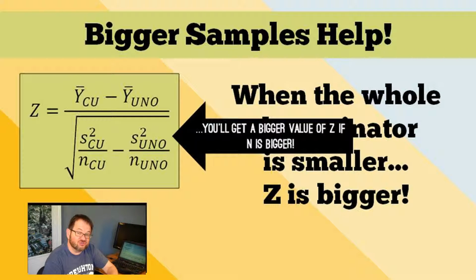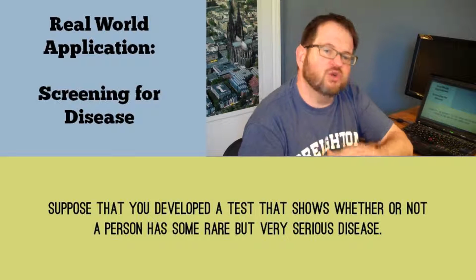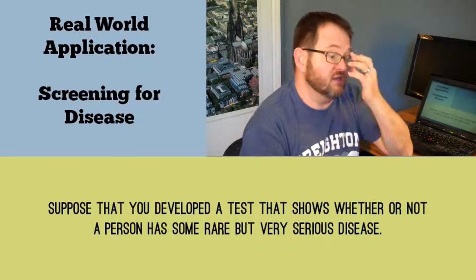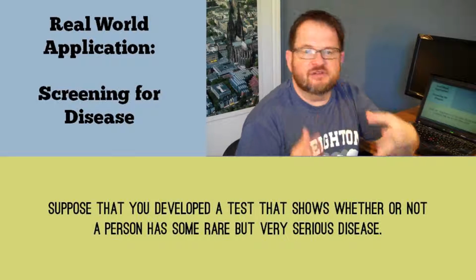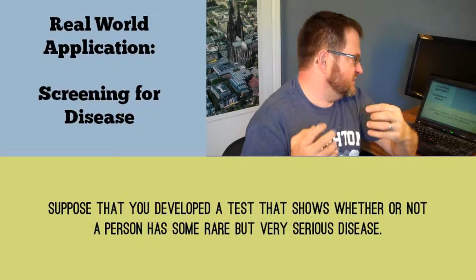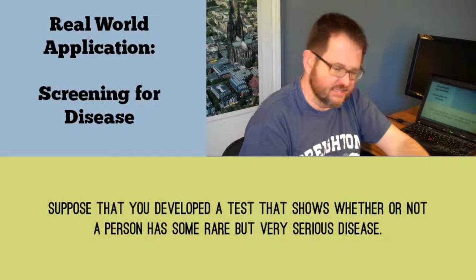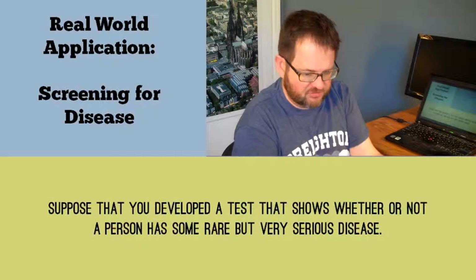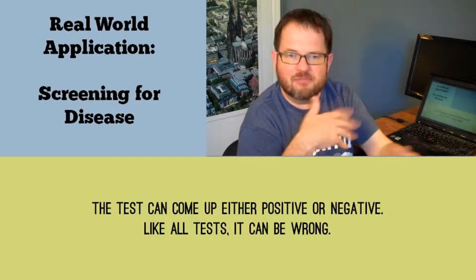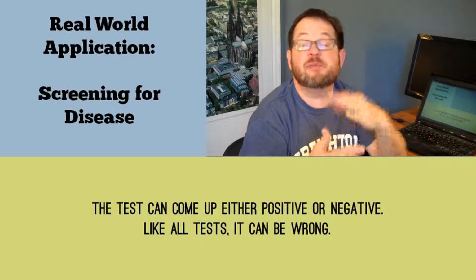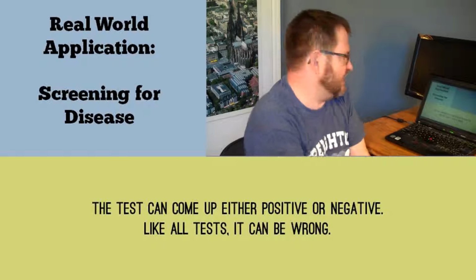And to do a little demonstration of how errors get all over the place, let's talk about a real-world application of a type of experiment we can conduct. We're going to talk about screening for a disease. Let's say that you have developed a new medical test that determines whether or not a person has some rare but serious disease. You're going to take a little blood sample, you're going to do your little experiment. And that experiment has two outcomes. It can either come up positive or negative. Either it's going to say you do have the disease, or it's going to say you don't have the disease.